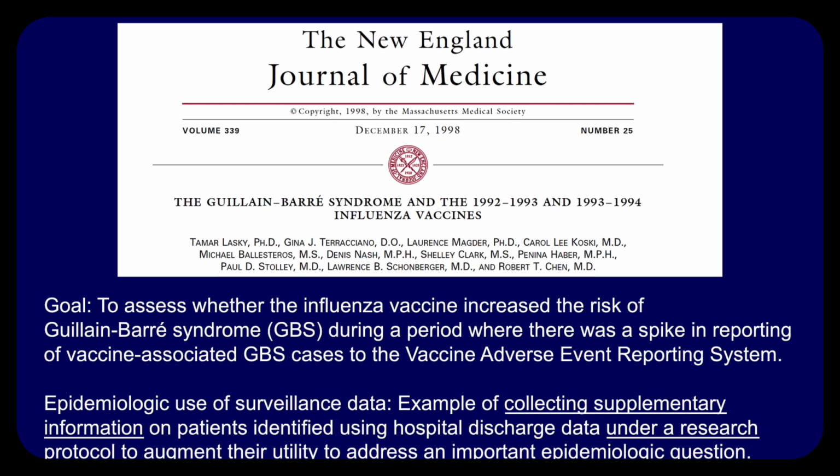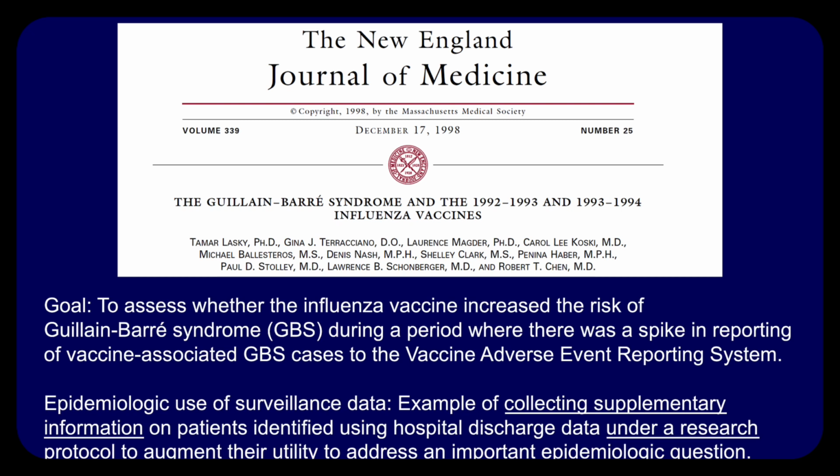So the next example that I want to present to you is to assess, in the 1992 and 1993 flu seasons, whether or not the influenza vaccine increased the risk of Guillain-Barré syndrome, or GBS, during a period where there was a spike in reports to a surveillance system of vaccine-associated Guillain-Barré syndrome cases to the Vaccine Adverse Event Reporting System. I'll go into a little background on this in just a second.